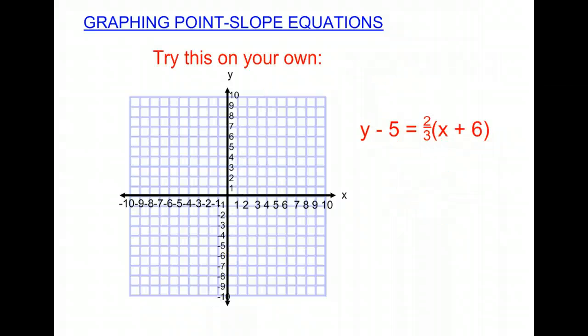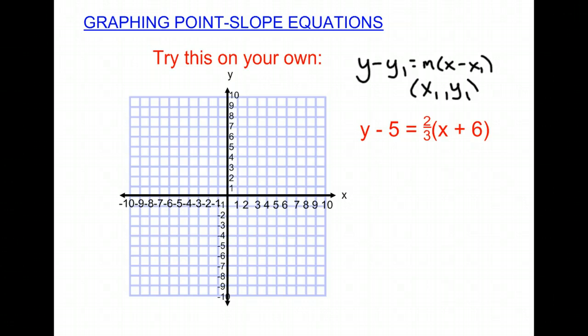So I would like you to try this one on your own: y minus 5 equals 2/3 times the quantity x plus 6. So remember, you're dealing with that y minus y1 equals m times the quantity x minus x1 equation. So you have to find that first point, your x1, y1, and then you want to find the slope as well so that you can graph it. Good luck.